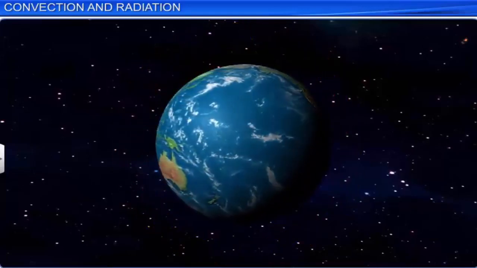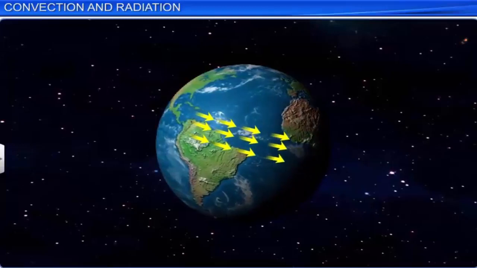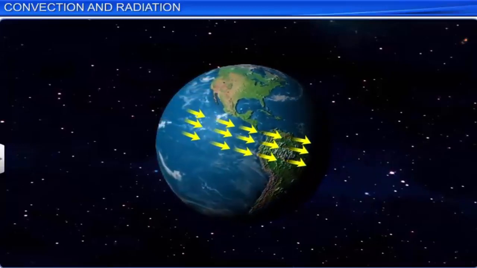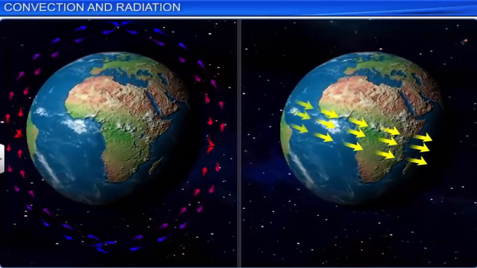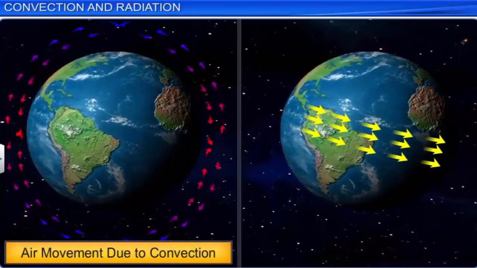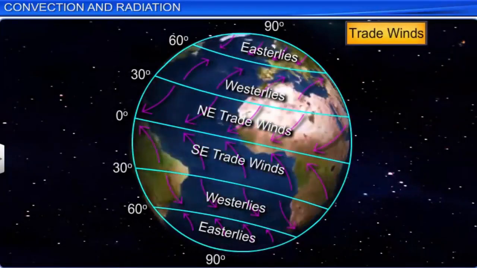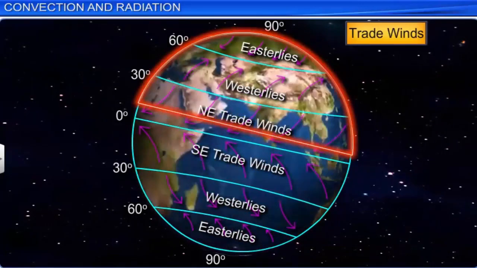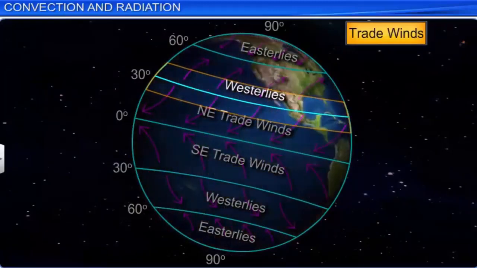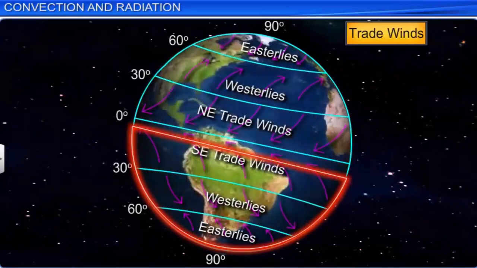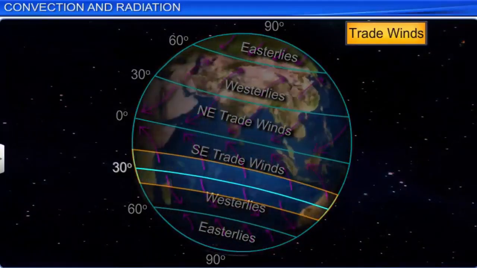But because of the Earth's rotation, air at the equatorial region moves with a speed of 1,600 kilometers per hour in the eastward direction, whereas the speed of these winds is almost zero at the poles. These two movements of air, one because of convection and the other because of the Earth's rotation, result in trade winds. In the northern hemisphere, instead of descending at the North Pole, the air descends at 30 degrees north latitude and moves towards the equator. Similarly, in the southern hemisphere, instead of descending at the South Pole, the air descends at 30 degrees south latitude and moves towards the equator.